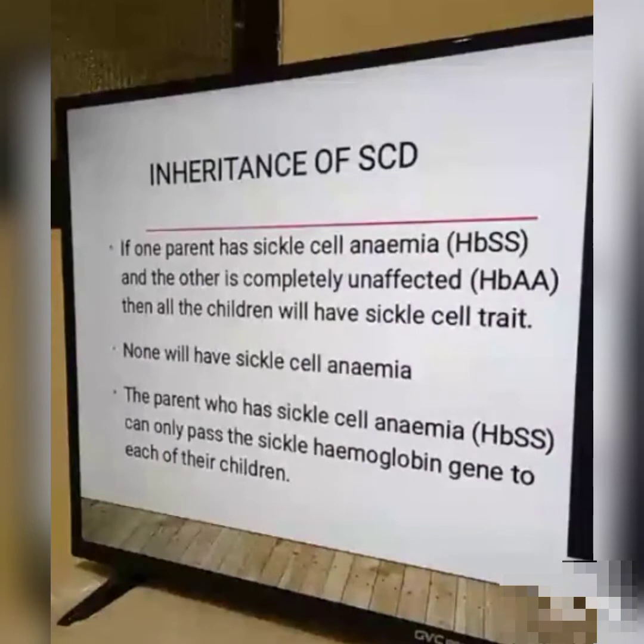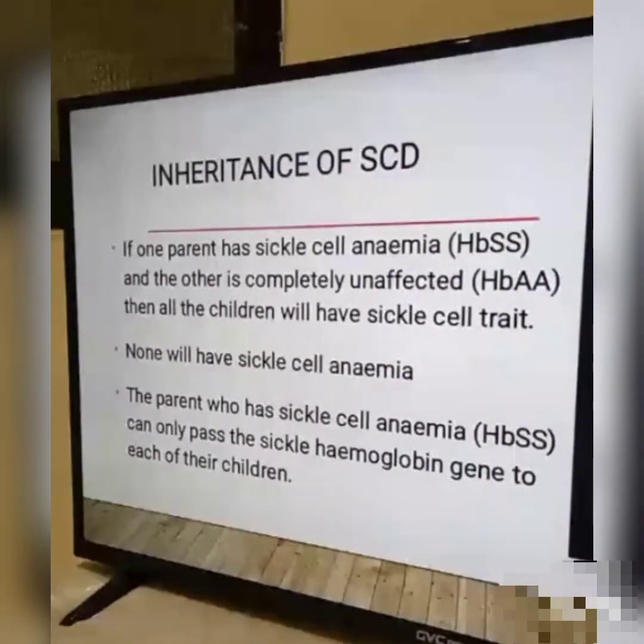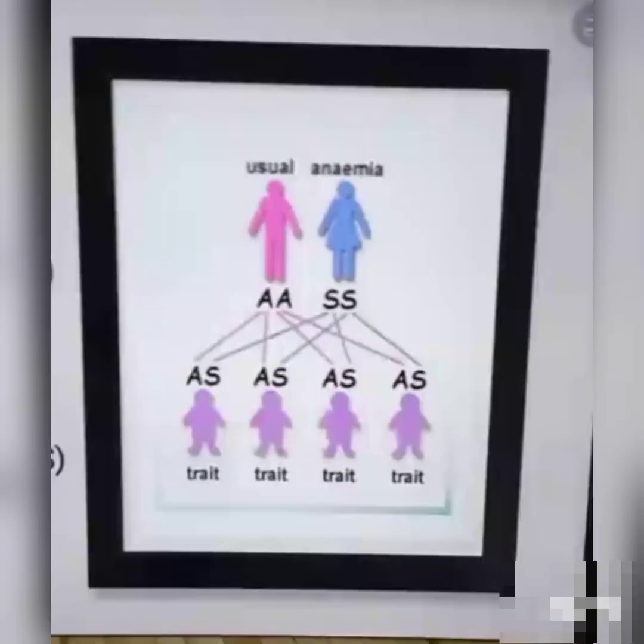If one parent has sickle cell anemia and the other is completely unaffected, then all the children will have sickle cell trait. None will have anemia. Remember, we talked about trait means you have the gene, we are not manifesting the disease. The parent who has sickle cell anemia can only pass the sickle cell hemoglobin gene to each of their children. So look at the diagram again.